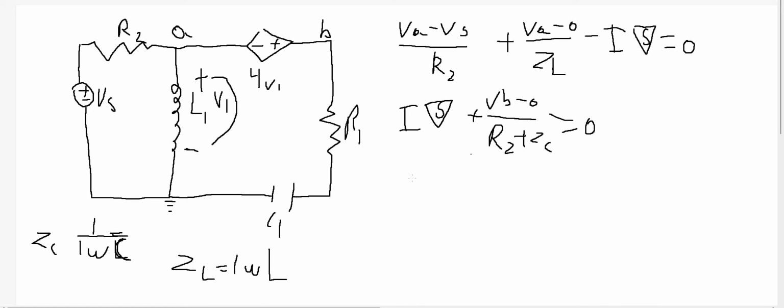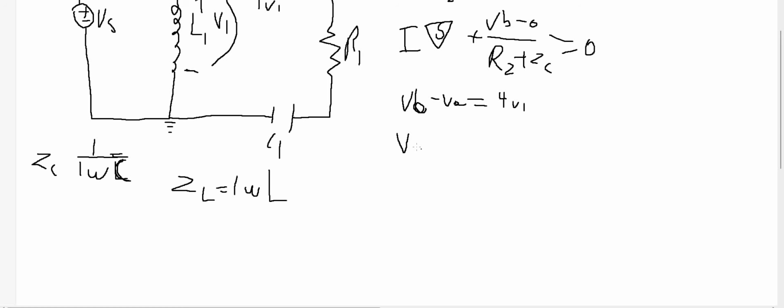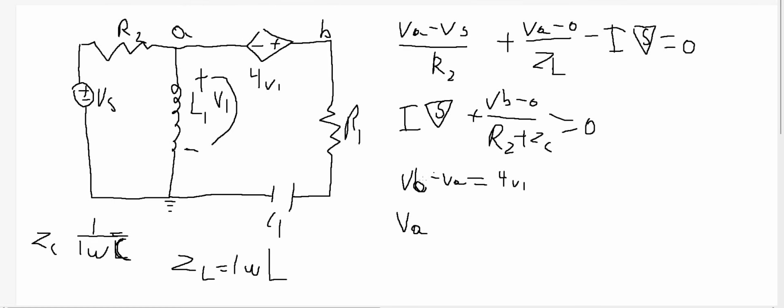And we can also see that we can write VA, or VB, shall we say, minus VA is going to be equal to 4V1. And we can actually calculate V1 off the information that we have. We can just write it as VA over L1, which is going to be minus 0 because it ends at ground. So therefore, 4V1 could be rewritten as 4VA. And that's still equal to VB minus VA.